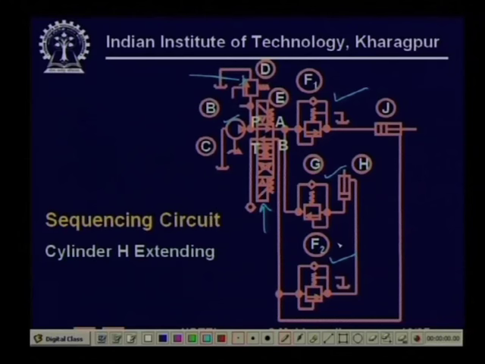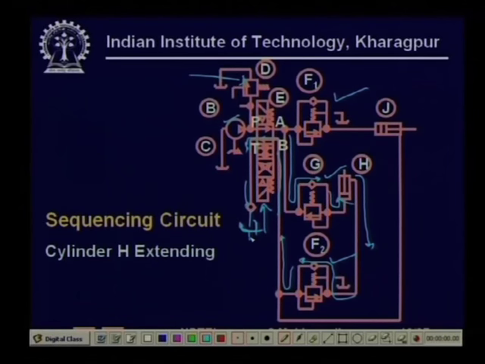So now what happens is that initially cylinder H is extending, right? So it is in this position. Look at the position. Then what is the flow? Cylinder H extending means it flows through this check valve, open direction, flows into the cap end, goes out through this, flows through and returns. Here is tank. So this is the position, and so the cylinder H is extending, going up. This is the first phase of the cycle.